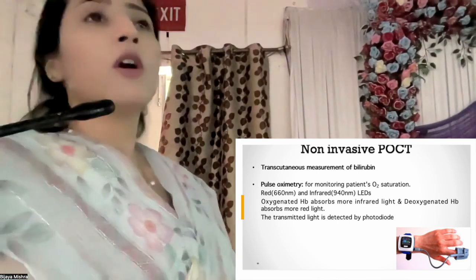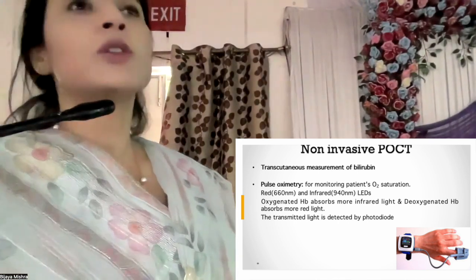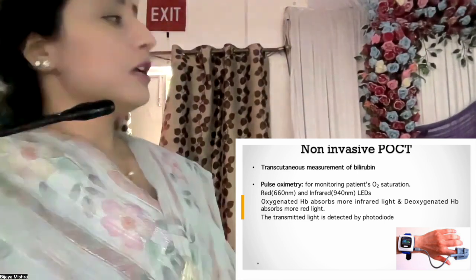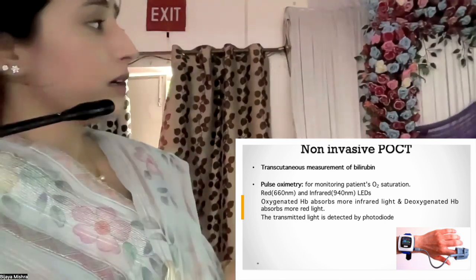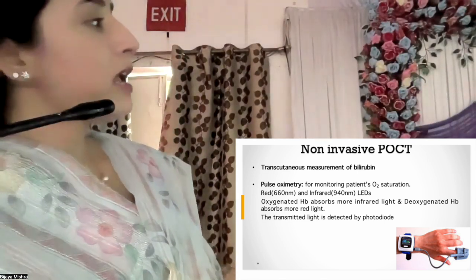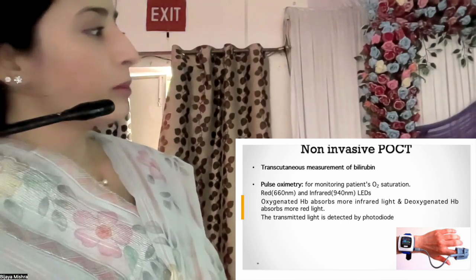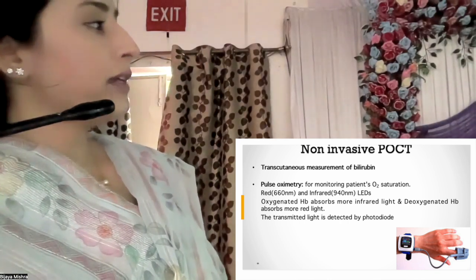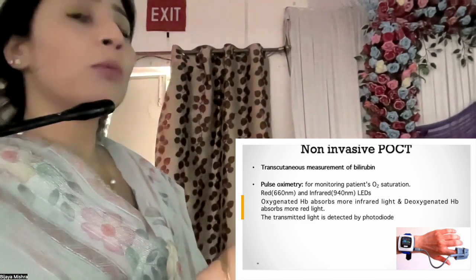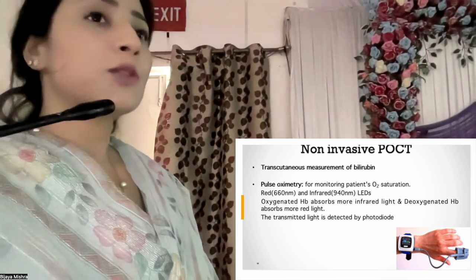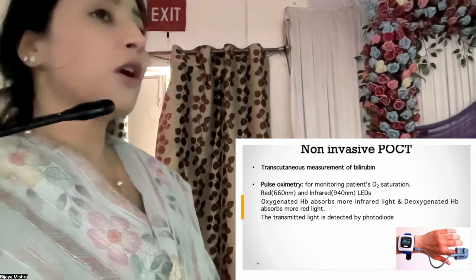And here are some non-invasive POCT devices. I'm sure during COVID time, we all became familiar with pulse oximetry. It uses infrared and red light, and the oxygenated hemoglobin absorbs more infrared light. So the more oxygenated hemoglobin, the more infrared is absorbed, and a higher percentage of oxygen saturation is displayed. So this is one example.